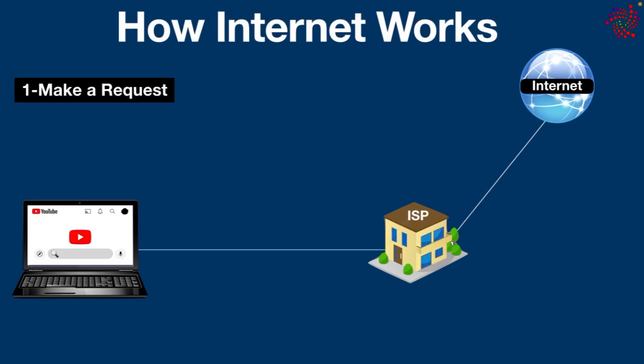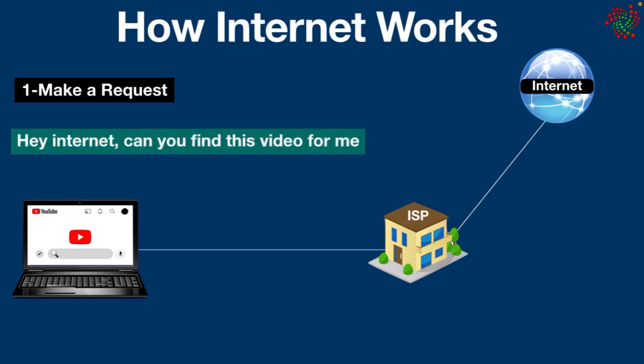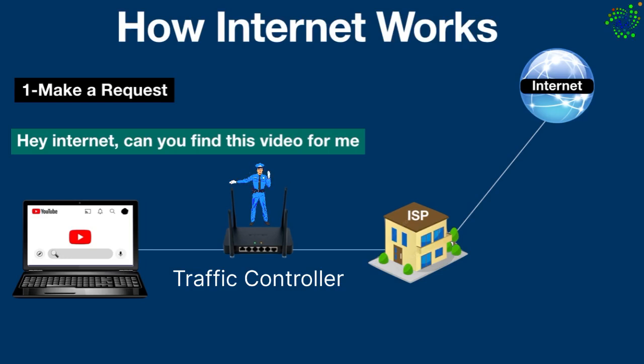A request is like asking, "Hey internet, can you find this video for me?" Your mobile phone or computer sends this request through your Wi-Fi router. A router is like a traffic controller who directs your request to the right path.